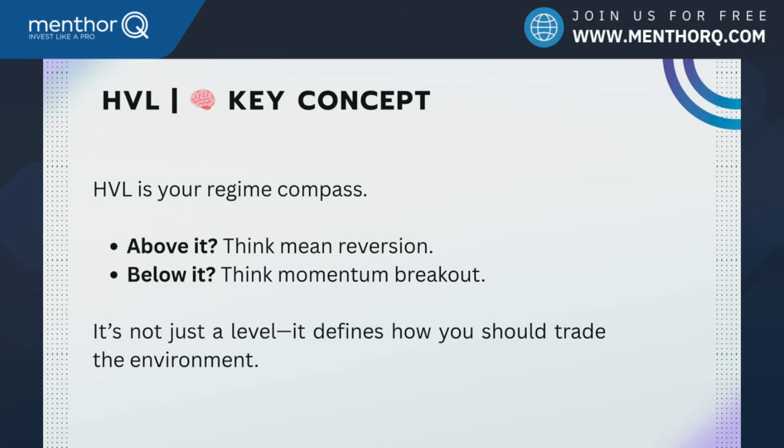All right, so this is very important. This is a very key concept. The HVL, or high vol level, isn't just a level, it's a regime compass. It helps you choose the right type of trade for the current environment. So if you are trading futures and you see that we are flipping from positive to negative gamma, that could mean a lot, and it could also help you adjust your strategy, adjust your hedges, and basically manage your risk better with real-time movement.